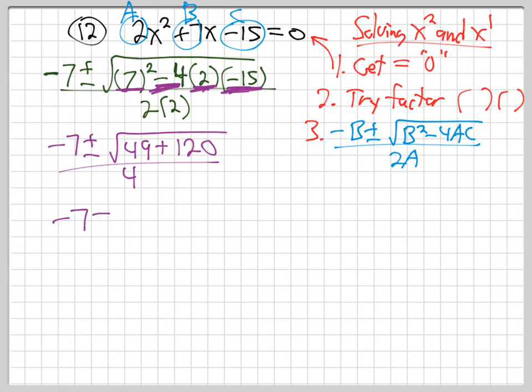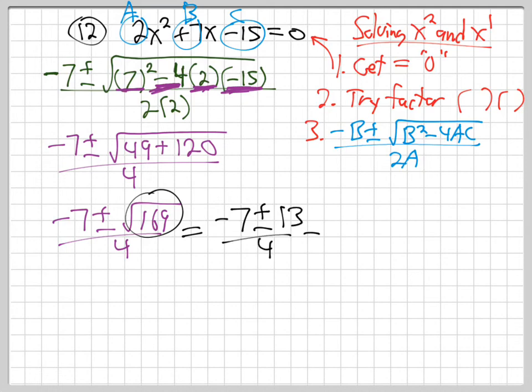All right, so then what do we get? -7 plus or minus the square root of 169 all over 4. Then hit the buttons on your calculator. The square root of 169 comes out a nice clean 13. So now we're ready to separate it. It's -7 plus 13 over 4, or, comma, -7 minus 13 over 4.